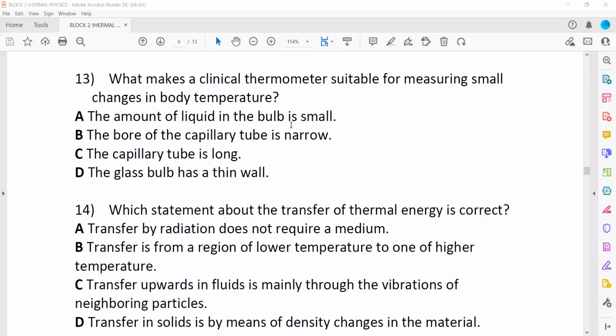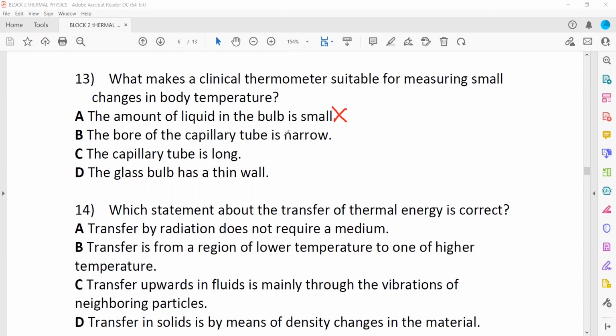In question 13, what makes a clinical thermometer suitable for measuring a small change in body temperature? A clinical thermometer can measure a small change in temperature, so it means it is sensitive. Like, a very small difference in temperature can be recorded. So it means the thermometer is sensitive. And how can we make a thermometer sensitive? The amount of liquid in the bulb is small. That is wrong. We should use a large amount to make it sensitive.